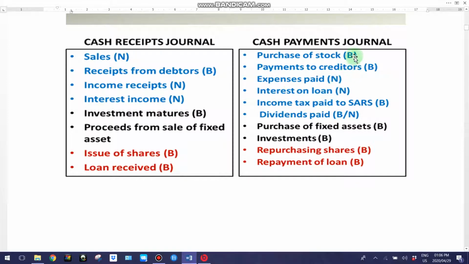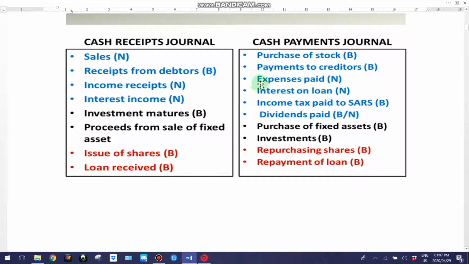Looking at the cash payments journal, you have a similar type of argument, but the argument here is on the outflow of cash. Outflow: money spent or money leaving the business. And looking at the blue as being my routine procedures again, the purchase of stock. I have to buy stock in order to have sales. I have to make payments to my creditors, people that I buy goods from on credit.